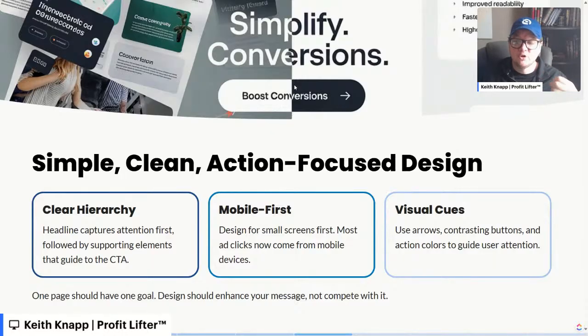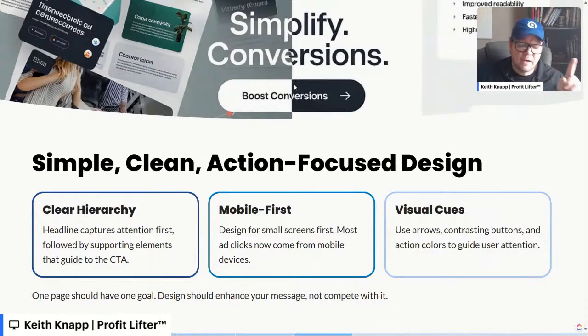When you're designing your landing pages, when you're focused on conversions, you want to focus on simplicity. You want to focus on clean and action-focused, meaning there's a clear hierarchy. Headlines capture attention first, followed by supporting elements that guide to the call to action, or the CTA.